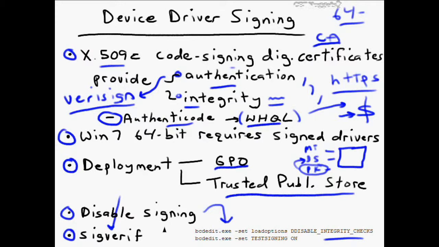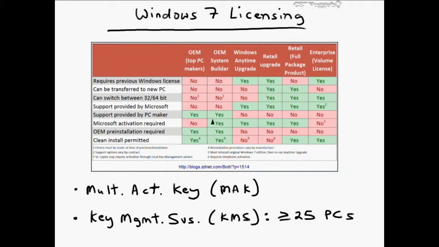This is a tool that's been around for a long time, and in Windows 7 we can fire it off to have it scan our driver store to detect any drivers that have not been digitally signed. So what do you need to know about Windows 7 licensing for your 7685 exam? Just a little bit, actually.